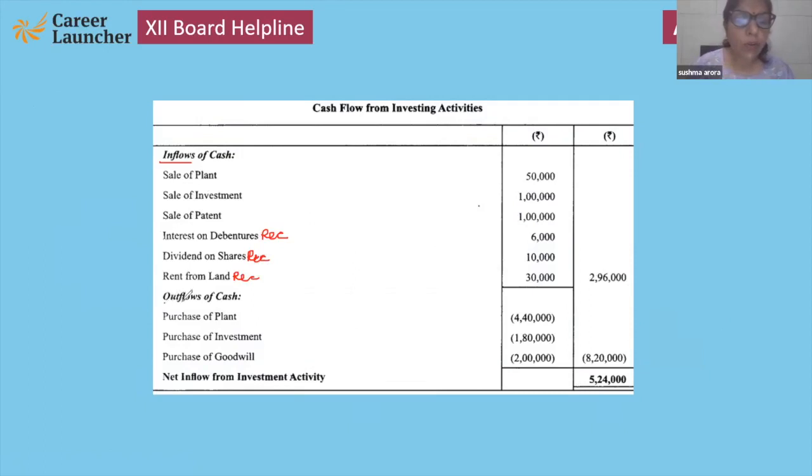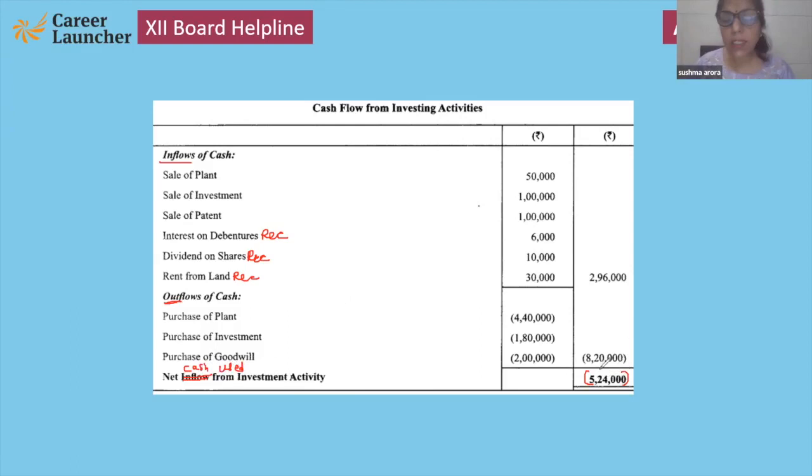Now outflow. Outflow in the bracket: purchase of plant, purchase of investment, purchase of goodwill. So that is outflow. Now see, the negative figure is more, so we can write here that it is net cash used in investing activity.